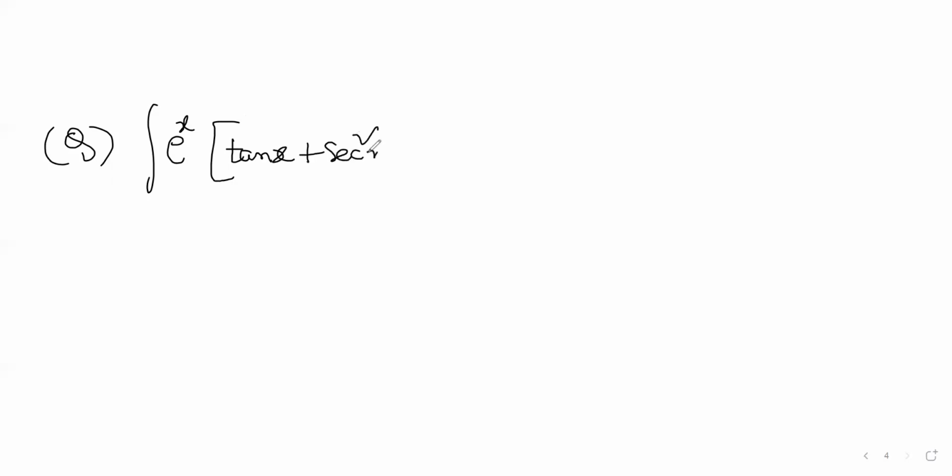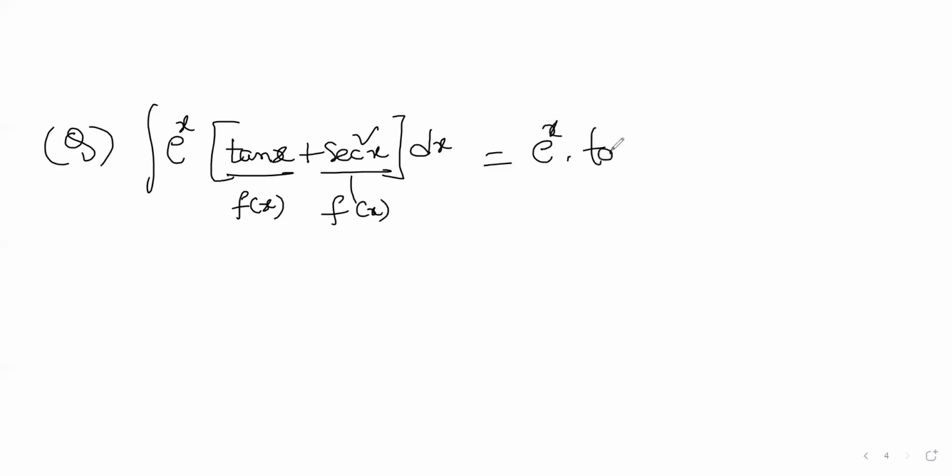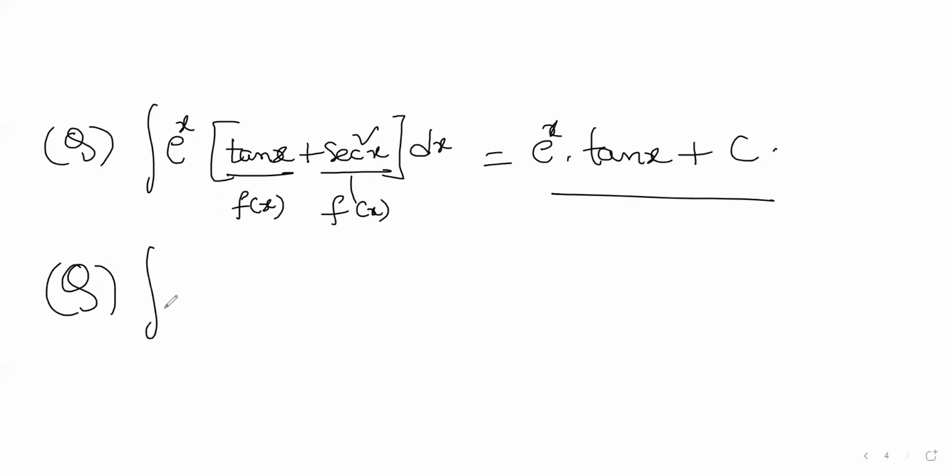Okay, let's see another question. I'll go to the next page and solve another question. So the integral, let us say, e^x (tan x + sec^2 x) dx. So how do I solve this problem? Very simple. You assume this is f(x), and its derivative f'(x) is sec^2 x. Now the answer is e^x tan x + constant.